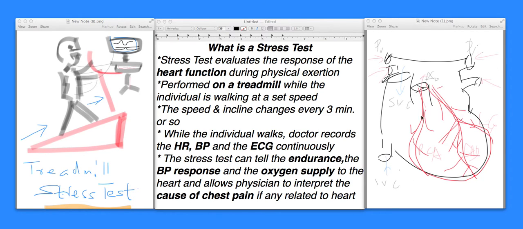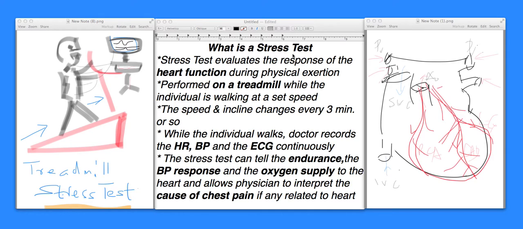But the heart has its own supply, and that's called the coronaries. These coronaries are running in this fashion. One is the right, the other is the left, and they supply the heart. So what have we learned so far? The heart supplies the body oxygen, but the heart has its own supply, and the heart supplies itself, right? So in order to assess how good this coronary supply or the oxygen supply to the heart is, your doctor will prescribe a stress test.